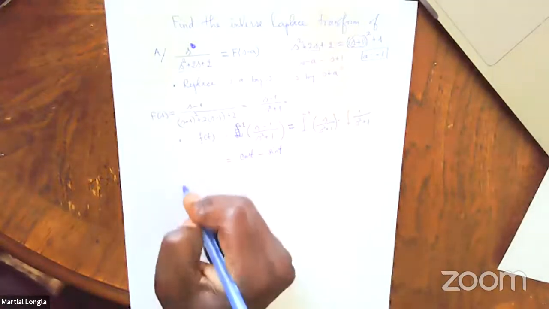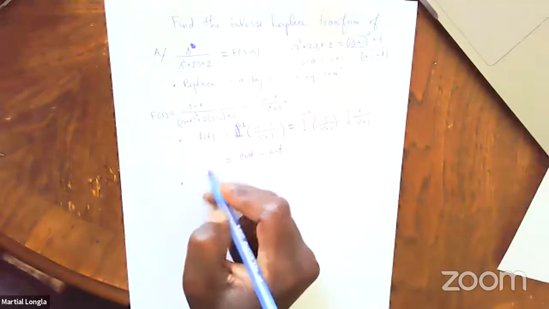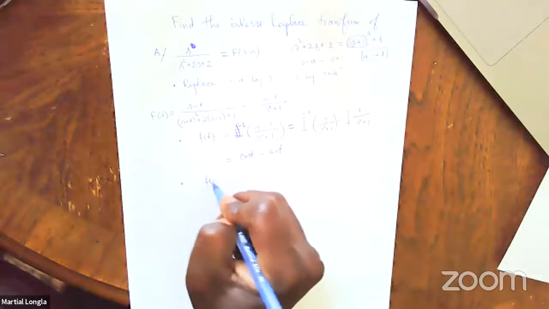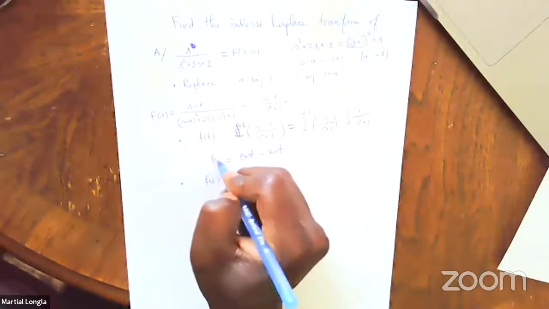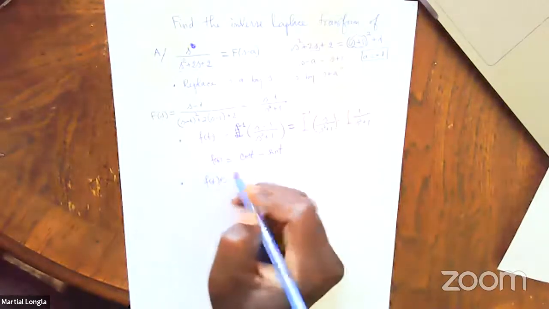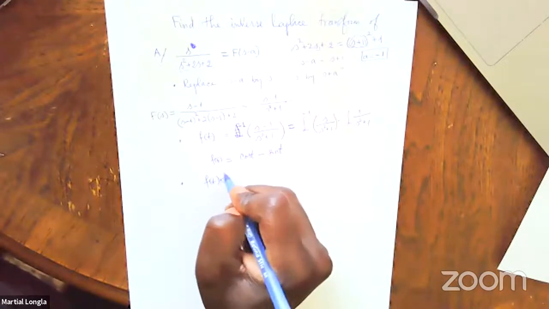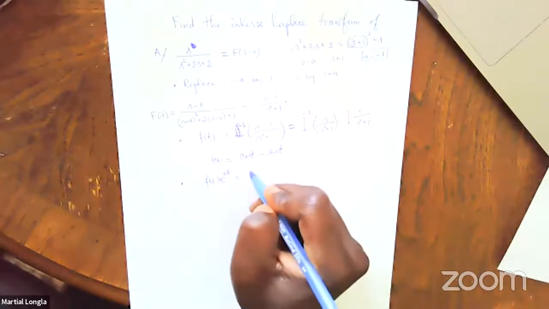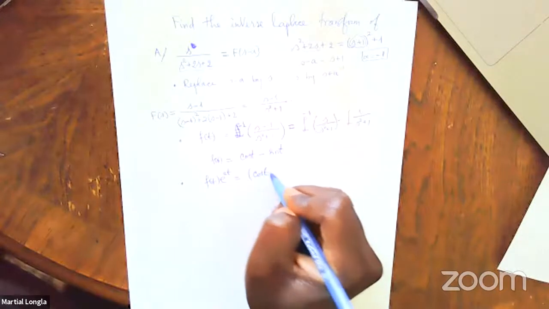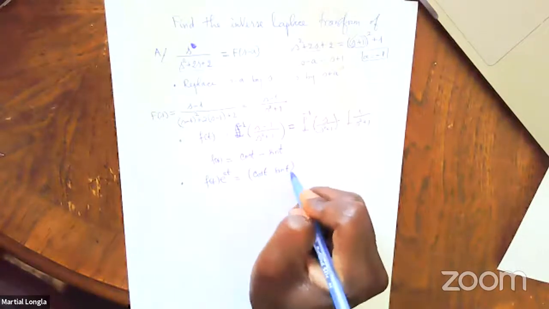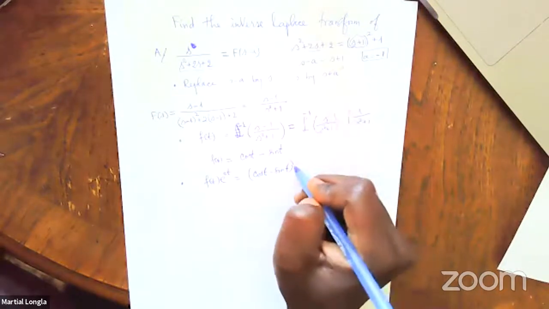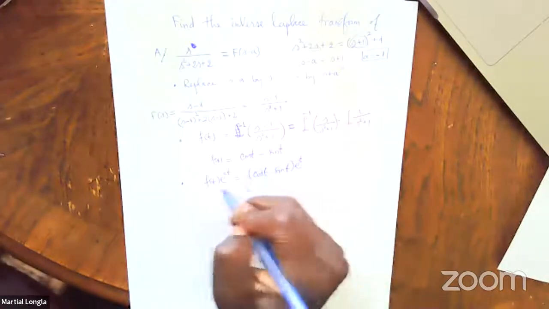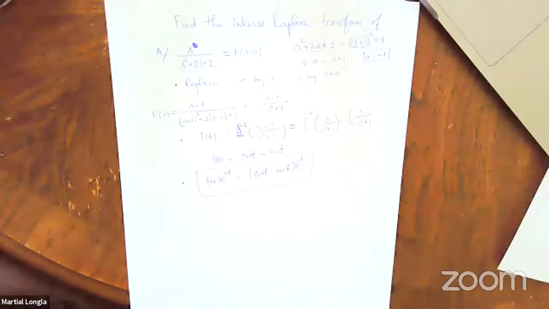And then you go to the last step, you're finding your answer as f of t. So this is f of t, and your final answer is f of t times e to the at. F of t is cosine t minus sine t, and e to the at, a is minus 1, that's e to the minus t. So this is your final answer to the problem.